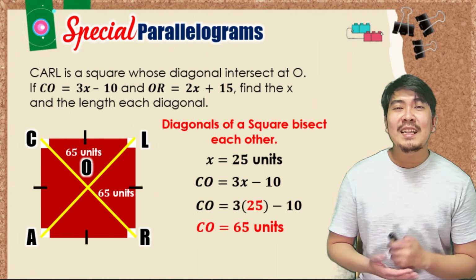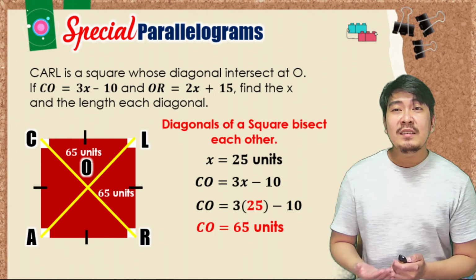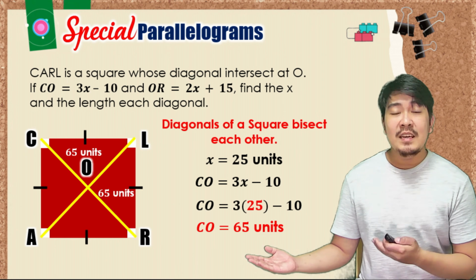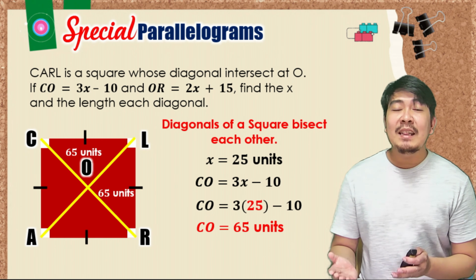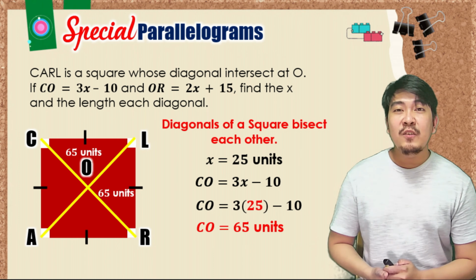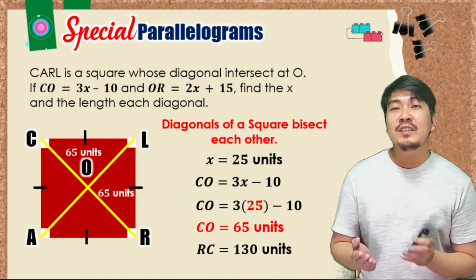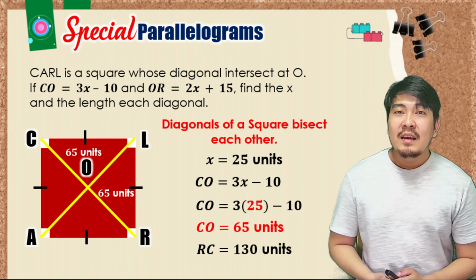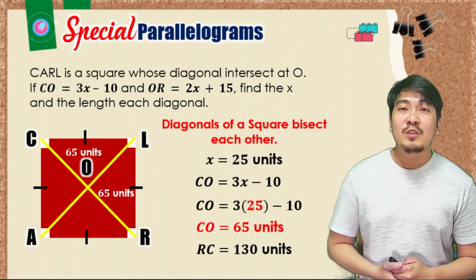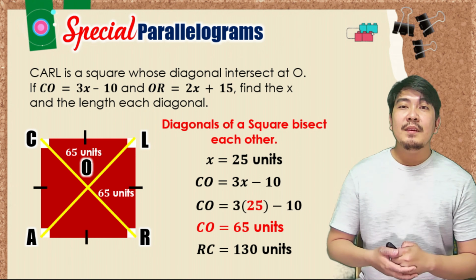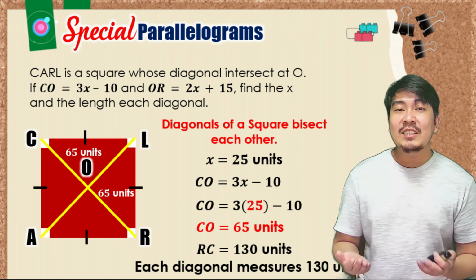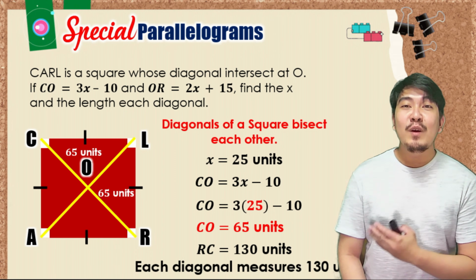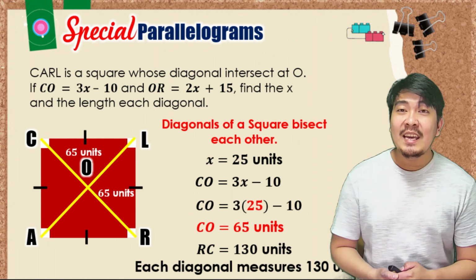Now, what is the length of the diagonal? If you can see, we can get the length of the diagonal CR or RC by adding the length of CO and OR. So 65 plus 65, that will be 130 units. Based from the property of a square, the diagonals of a square are also congruent. So therefore, we can say that each diagonal measures 130 units. Ulitin ko, nakuha niya itong property na to base kay rectangle.